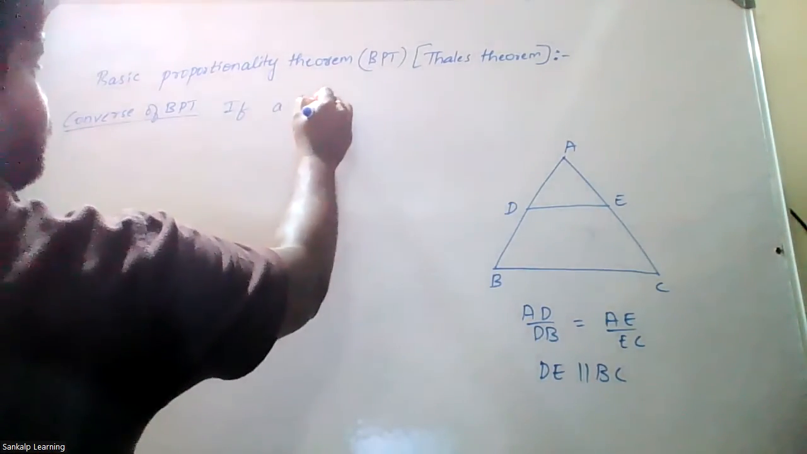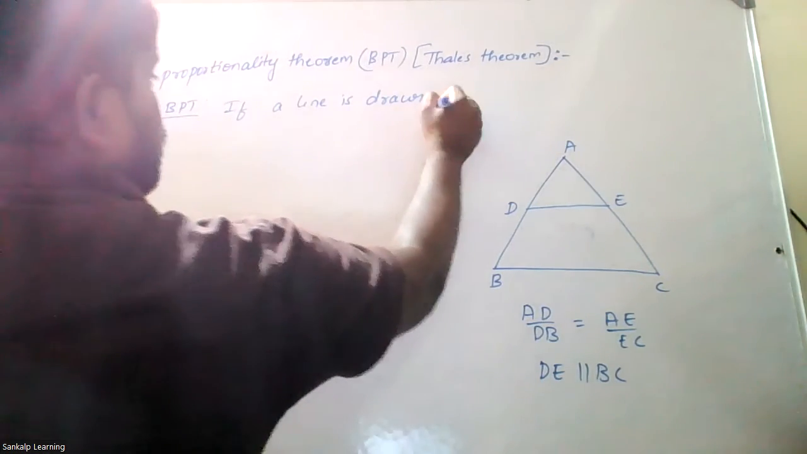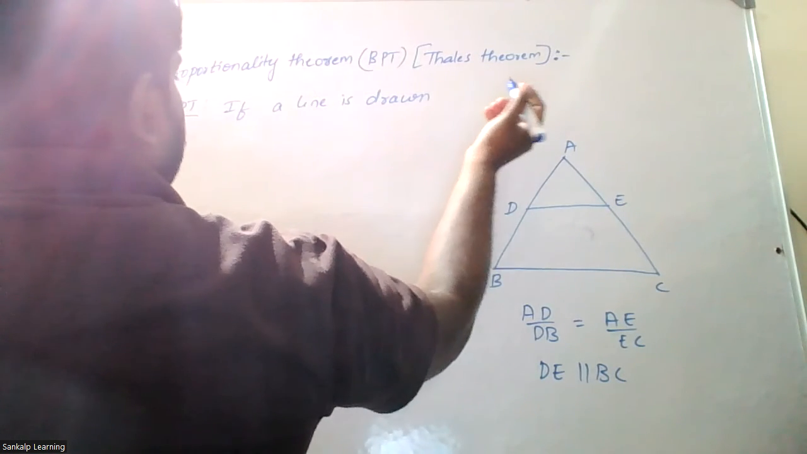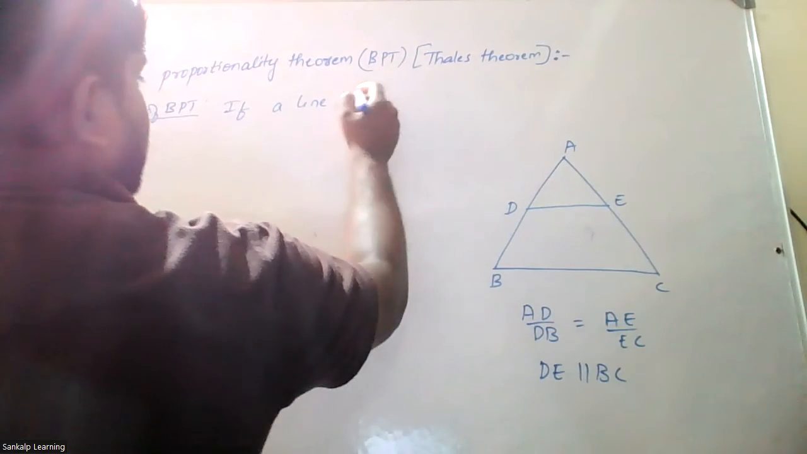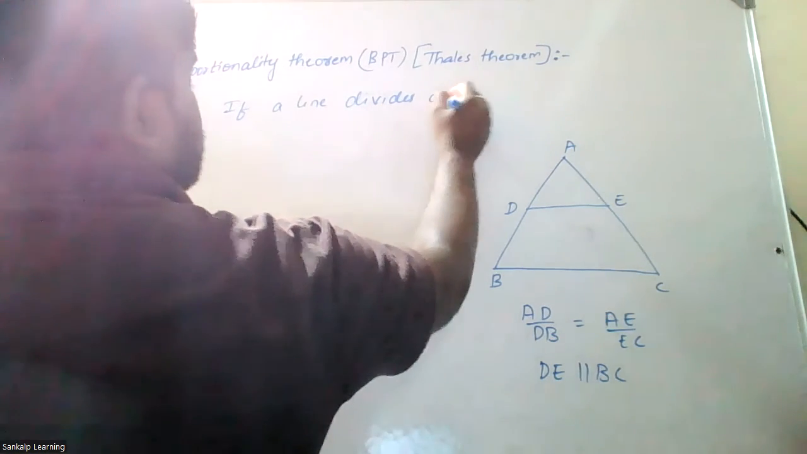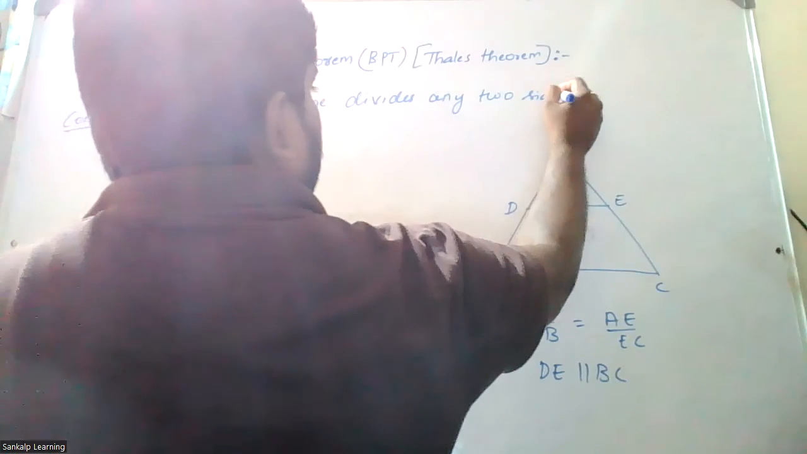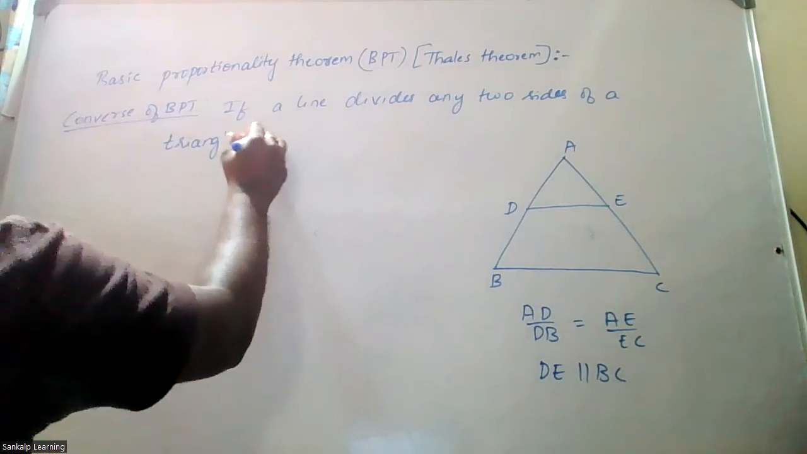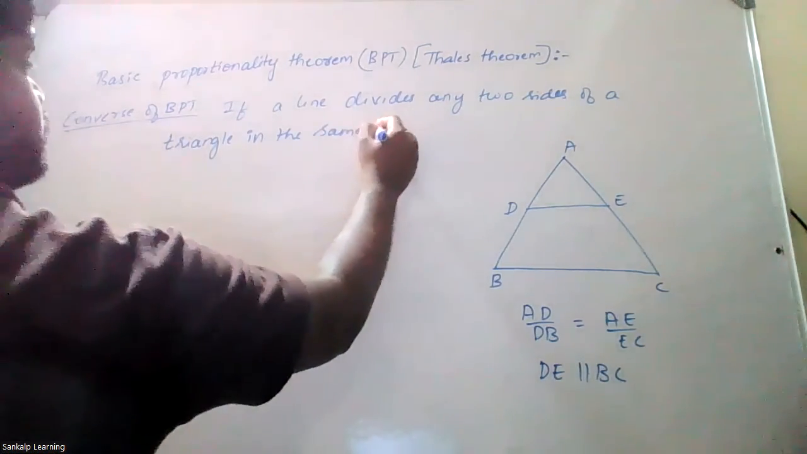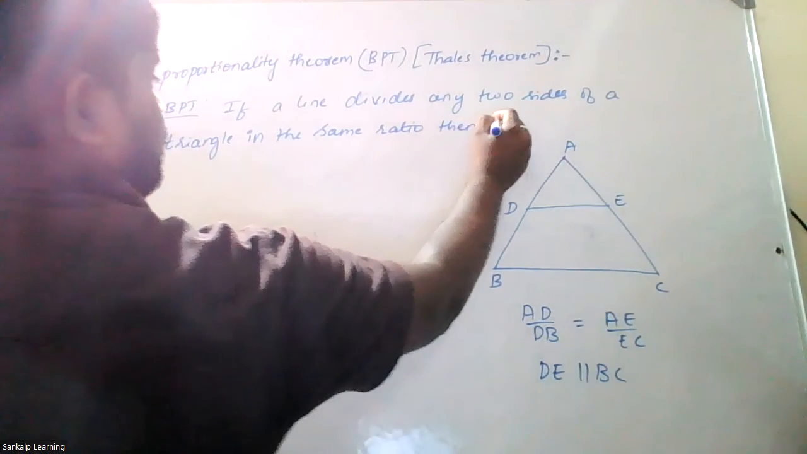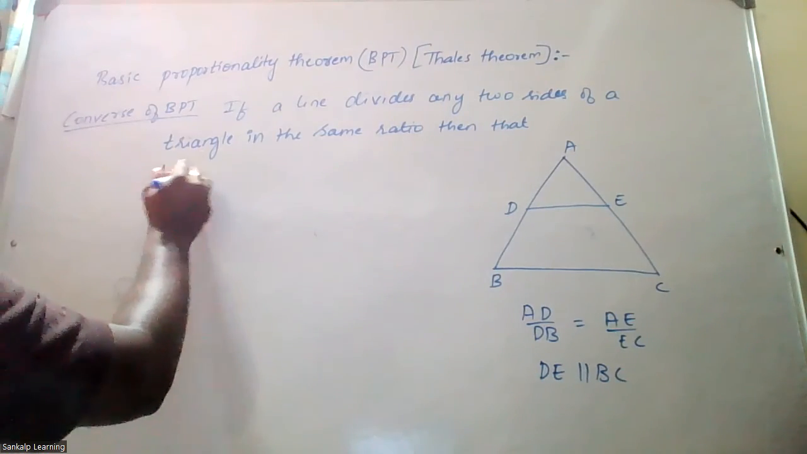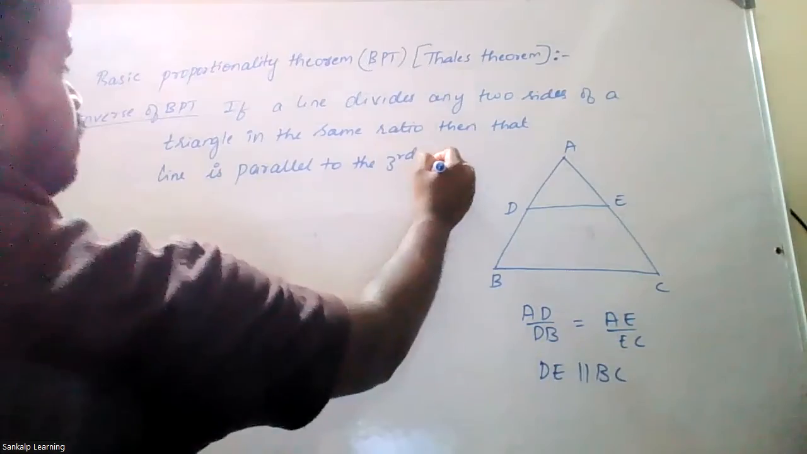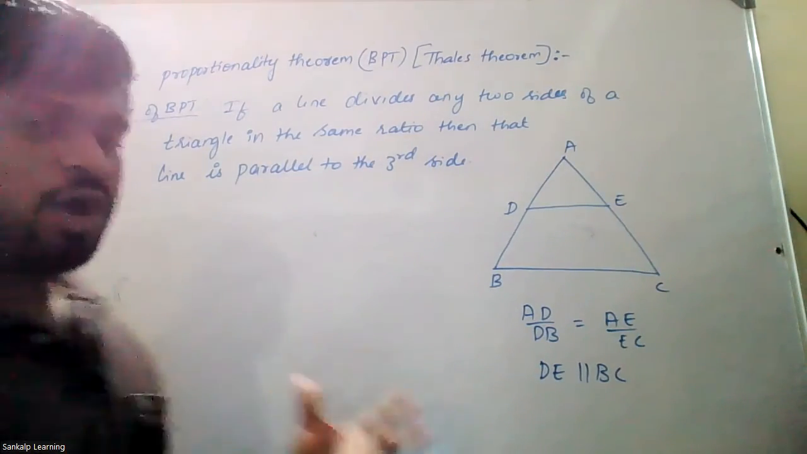So if a line divides any two sides of a triangle in the same ratio, then that line is parallel to the third side. So this is the converse of BPT.